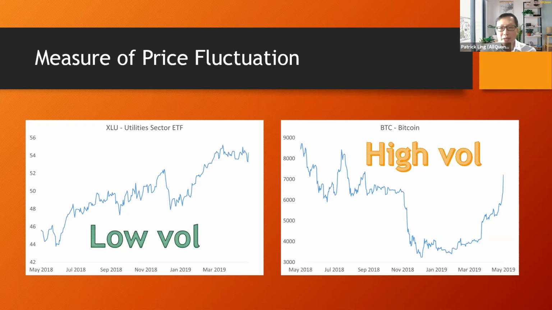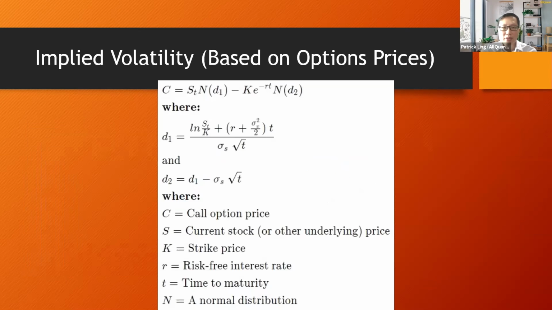Generally, you can say that low vol is associated with low risk and high vol is associated with high risk. Next, let's look at the first type of volatility called implied vol. The formula that you see here is called the Black-Scholes formula. There is no need to memorize this formula. All you need to know is that it calculates the theoretical price of a call option given certain information about the underlying stock, such as the current stock price and the future volatility of the stock price.